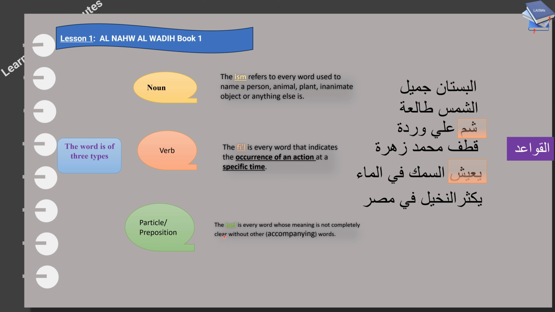Let's look at harf. The harf is every word whose meaning is not completely clear without other accompanying words. So we have fi here. If it was by itself, the meaning wouldn't be complete. So it wouldn't be very clear. Okay? Because we have other accompanying words around it, that's why it makes sense. Fi again here.